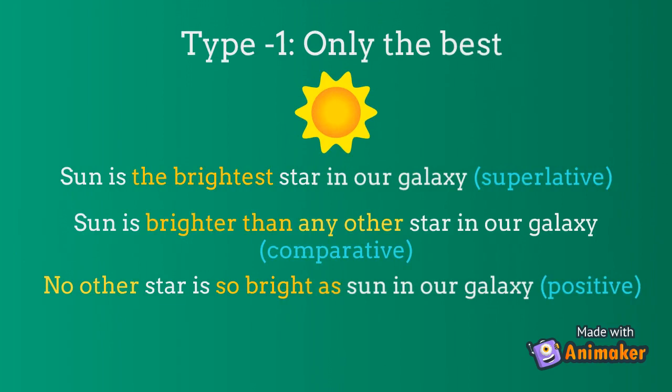When we change from superlative to comparative sentence, we should add any other next to the adjective. So we have, sun is brighter than any other star in our galaxy. Here we have brighter than, so it is a comparative sentence. The meaning of the sentence does not change. Now we change the sentence from comparative to positive degree. In this type we will always start the sentence with no other, and in the positive form we use so adjective as. Therefore we say, no other star is so bright as sun in our galaxy. Yet the meaning remains the same.